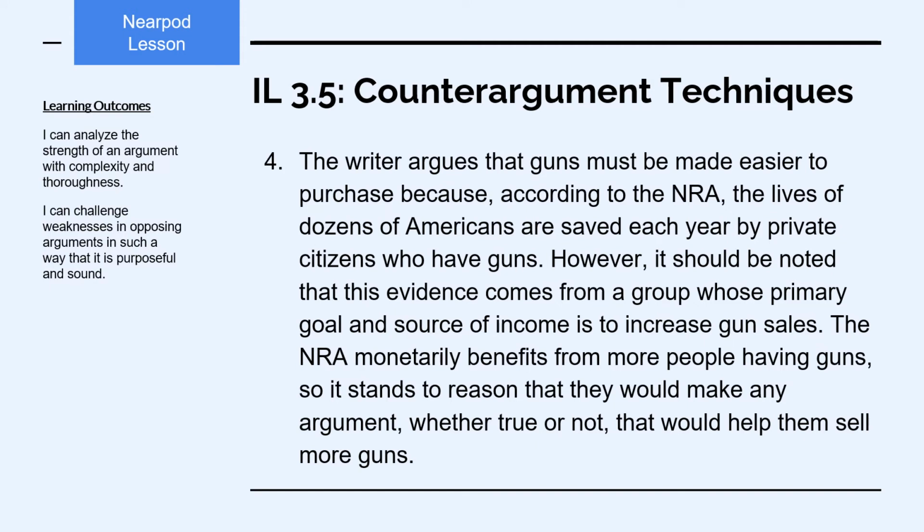Number 4, the writer argues that guns must be made easier to purchase because, according to the NRA, the lives of dozens of Americans are saved each year by private citizens who have guns. However, it should be noted that this evidence comes from a group whose primary goal and source of income is to increase gun sales. The NRA monetarily benefits from more people having guns, so it stands to reason that they would make any argument, whether true or not, that would help them sell more guns.